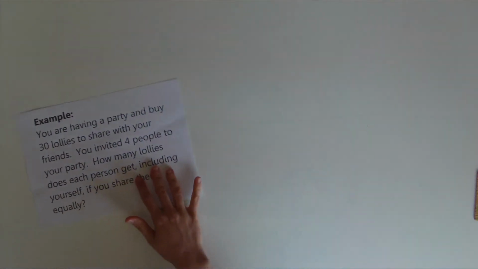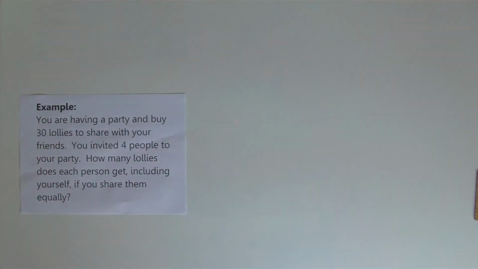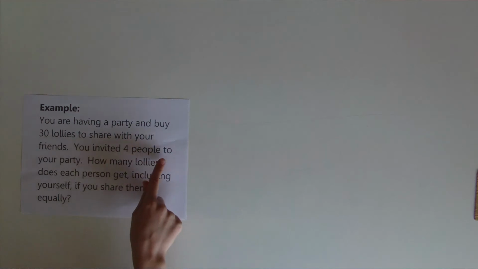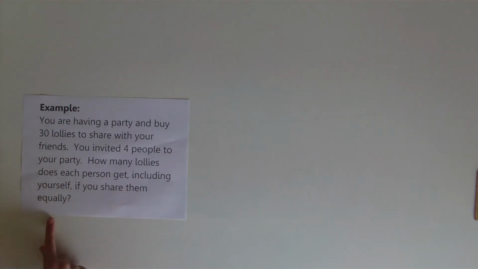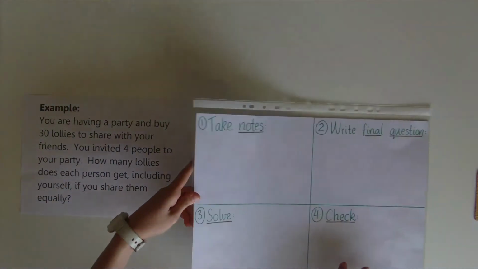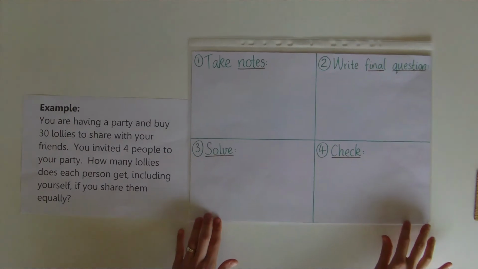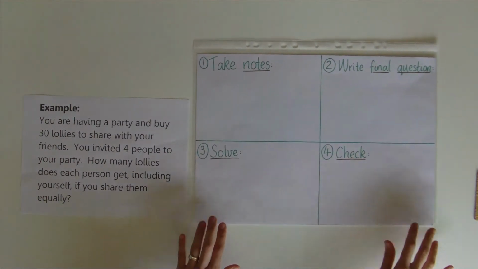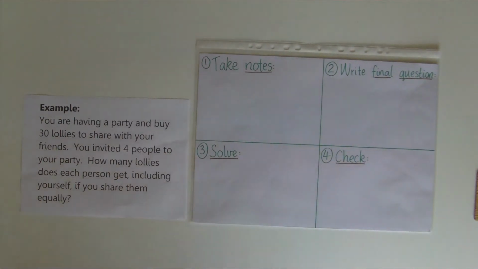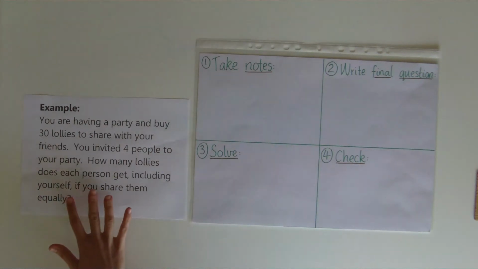So let's practice. Here's an example question. You are having a party and buy 30 lollies to share with your friends. You invited 4 people to your party. How many lollies does each person get, including yourself, if you share them equally? Now, I've got this little table here, which I call the problem-solving table. And basically what we're going to do is take some notes from the question.